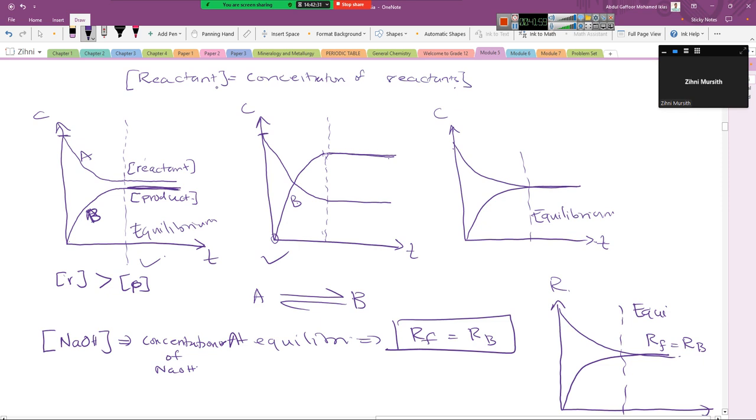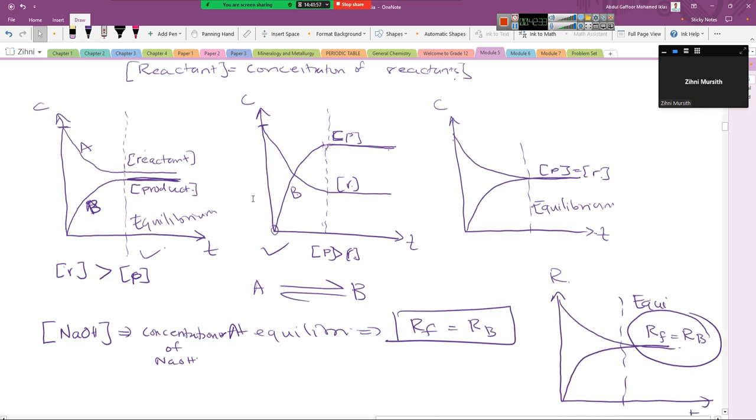Now here this is the concentration of product, and here this is the concentration of reactant. So you can tell here the concentration of product is higher than the concentration of reactant. But here the concentration of product is equal to the concentration of reactant. So this might be in three situations, but always at equilibrium RF is equal to RB. So these points you should bear in mind.